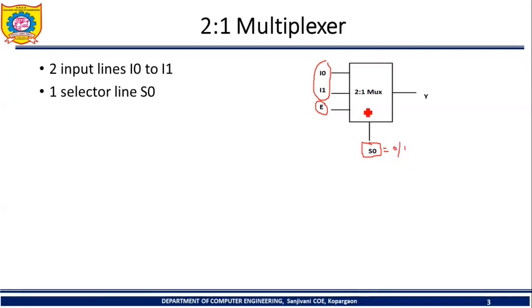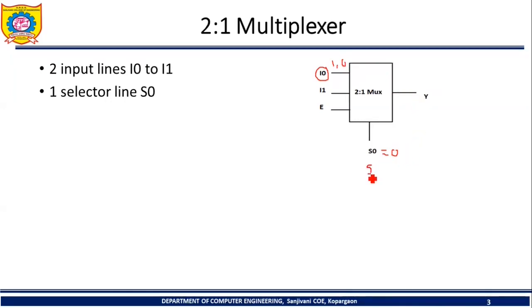So what is the function of the selector line in a multiplexer? We have seen that selector lines are responsible for selecting one of the input lines. So data present on that input line will be directed to the output line. In this case, let's assume that the value of S0 is 0. When the value of S0 is 0, which input line will be selected? The binary number 0 has decimal equivalent 0, so I0 will be selected. Whatever data is present on the I0 line, which may be either 1 or 0, will be directed to the output line.